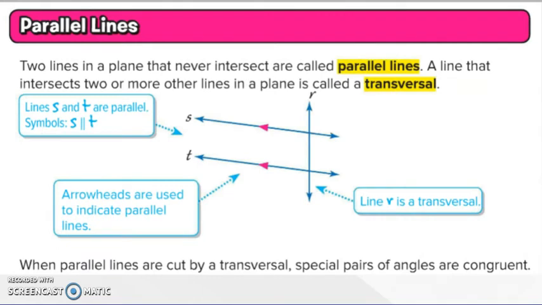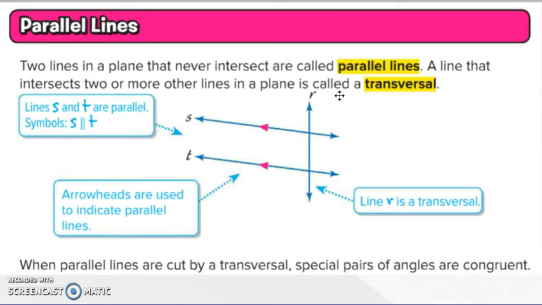Parallel lines are two lines that will never intersect. We know that lines will be parallel if they have a triangle of the same marking. Since both of these have a pink filled in triangle on the line, that means that line S is parallel to line T. And here is the symbol for parallel, two straight lines close together.